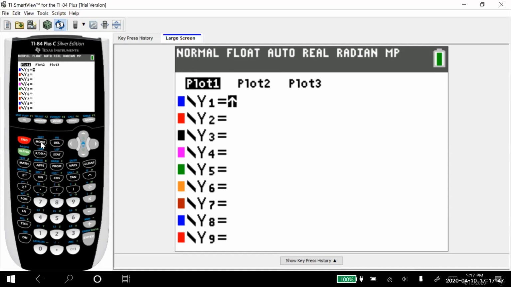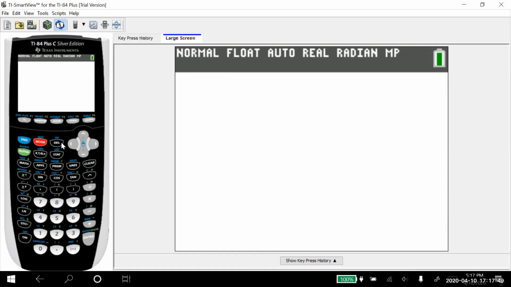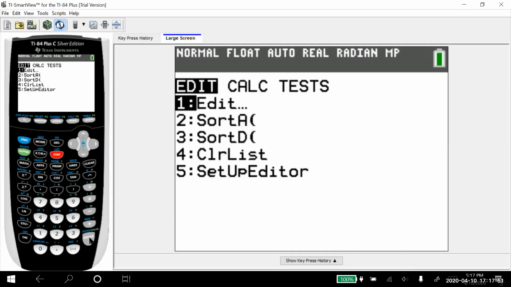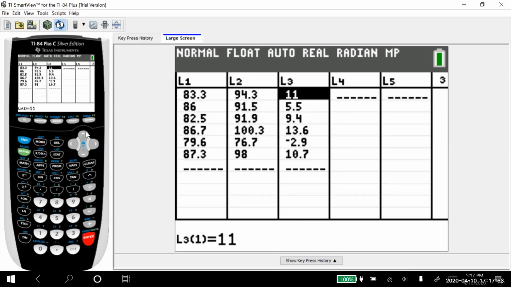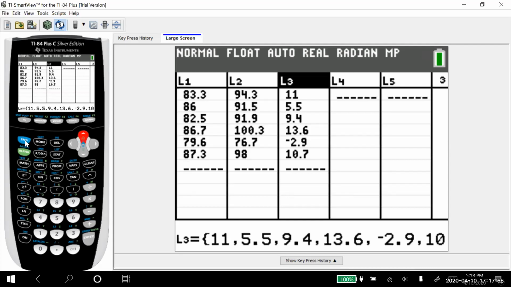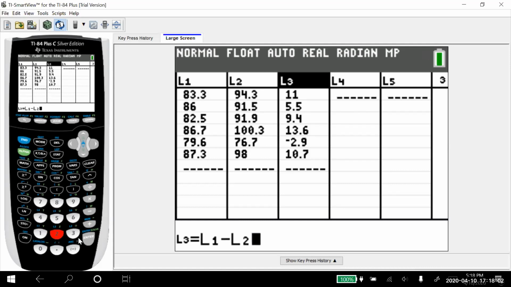Quit, second quit. Am I back? I need to go back. Okay. Stat. Okay, go back to L3. Second, let's do L1 minus L2. And I'll tell you why we're doing that, and I apologize.